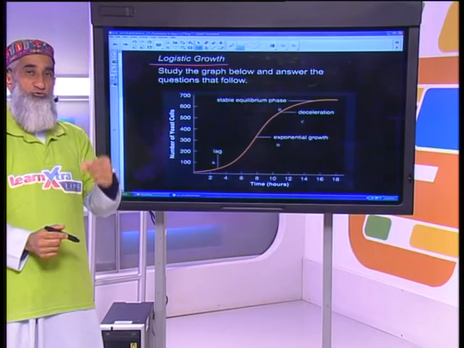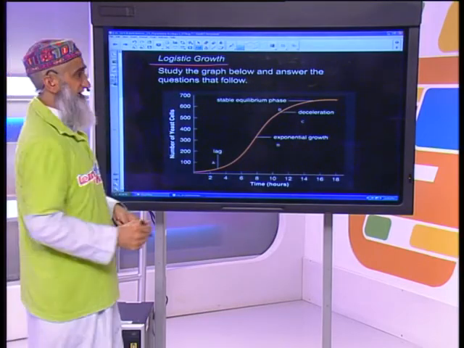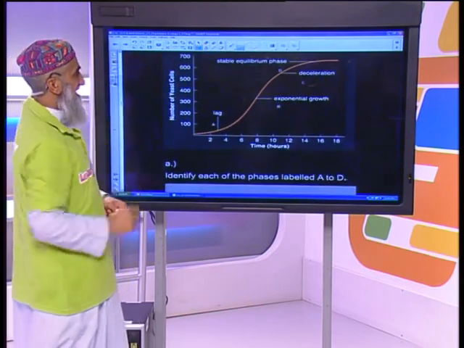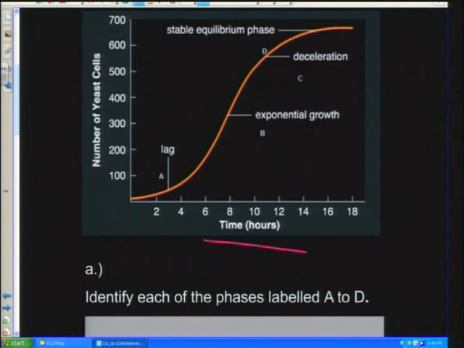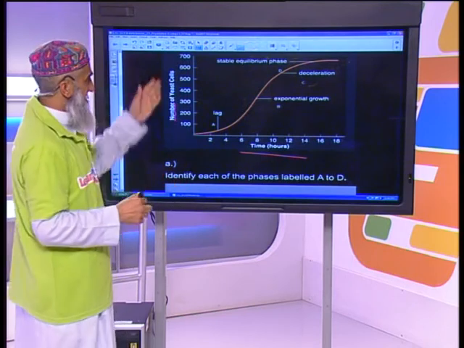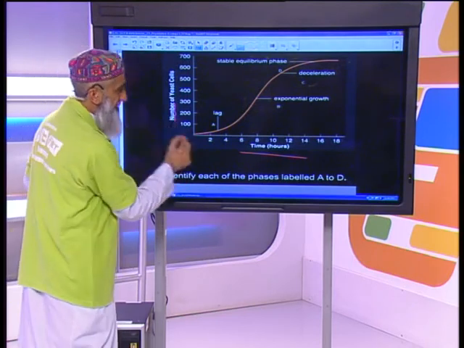But we need to also listen to what the graph is telling us. So study the graph below and answer the questions that follow. There's the graph, time in hours. Look at the units next to the heading of the x-axis. And here it's number of yeast cells. So number is already a unit. You can't put units next to it. It's on the y-axis.